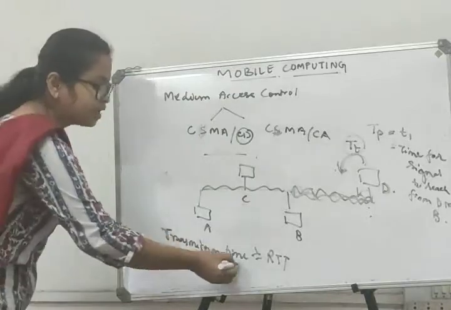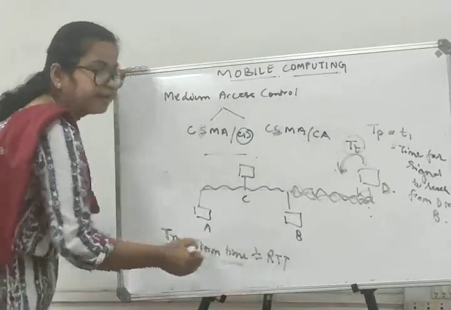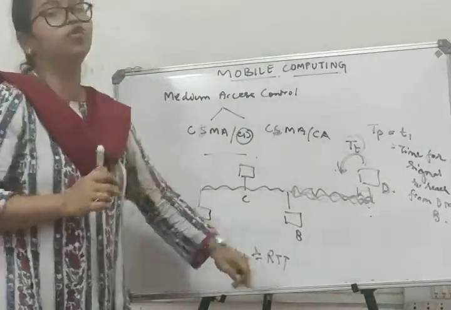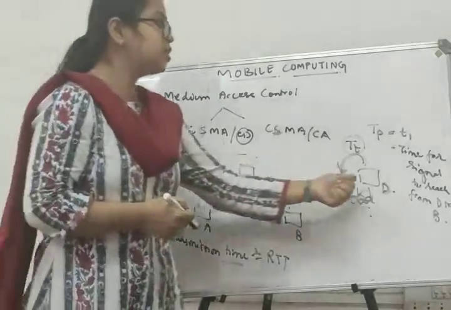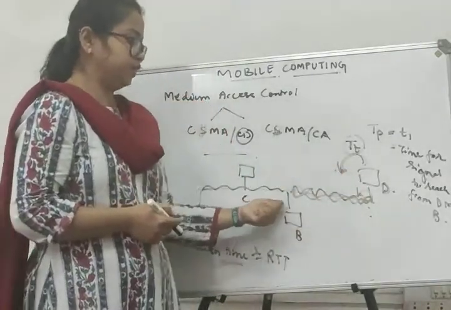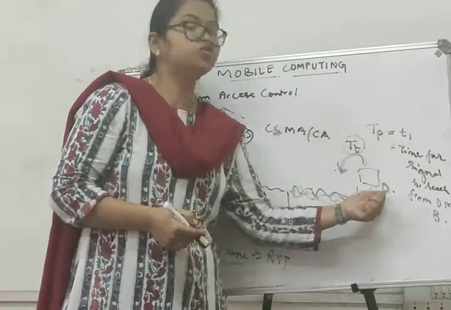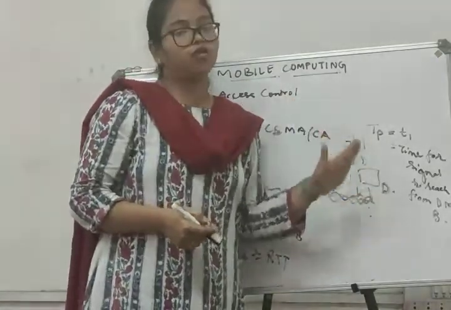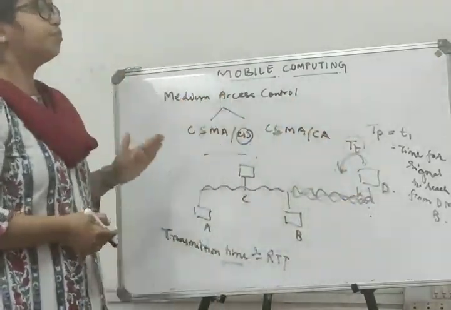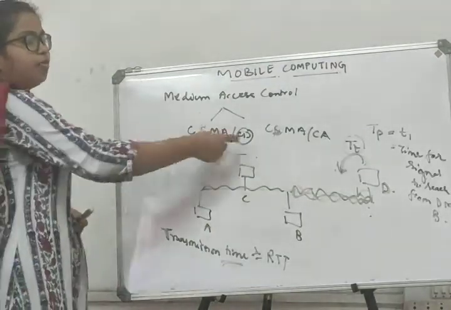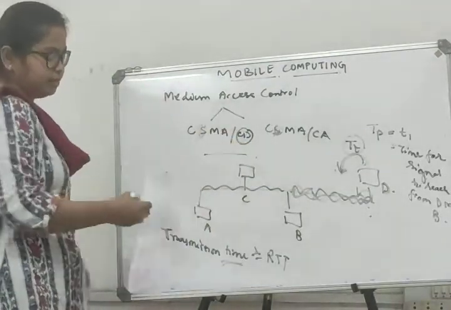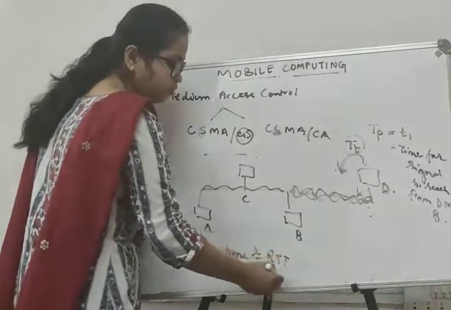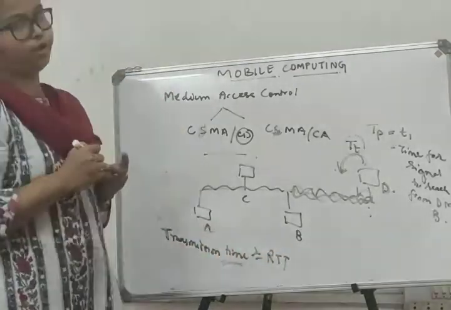That's why we say transmission time must be greater than or equal to the round trip time. Round trip time means the time for the signal to reach B and from B to come back to D. That is called round trip time. Okay, I hope you got it, how it is able to detect the signal. This condition must be true for CSMA/CD to work.